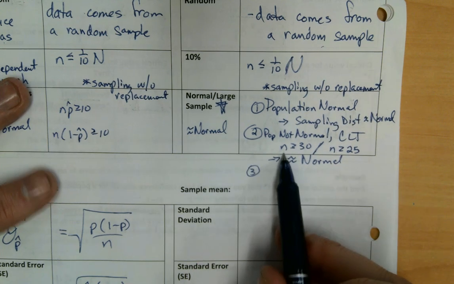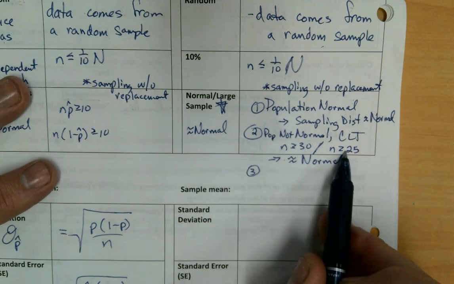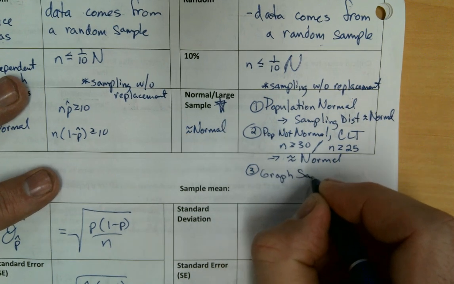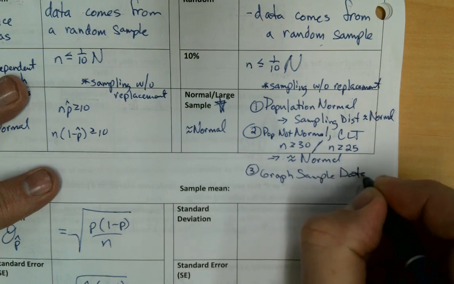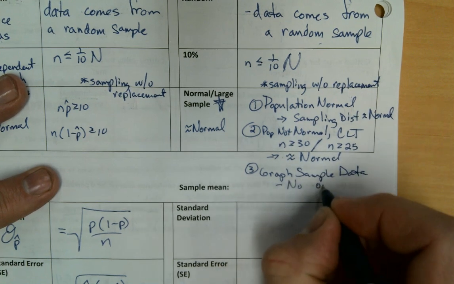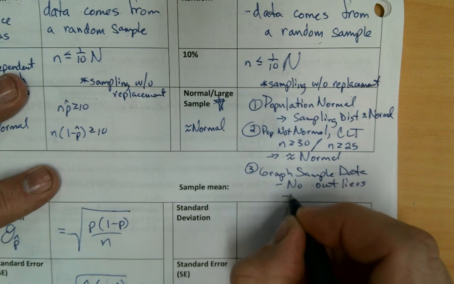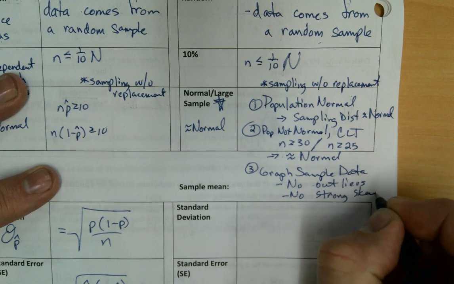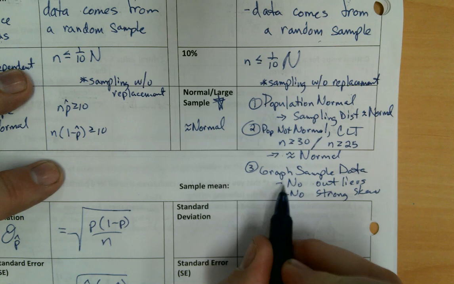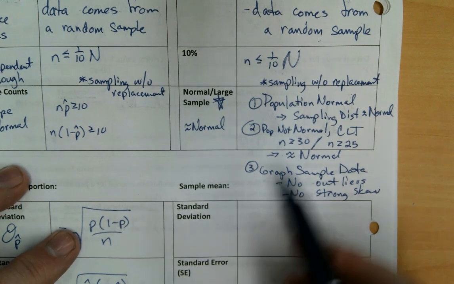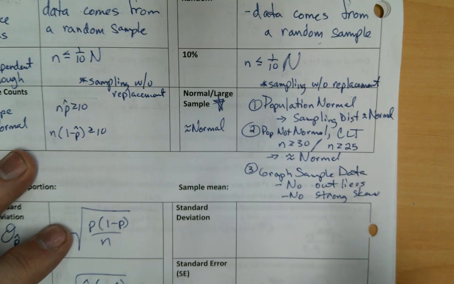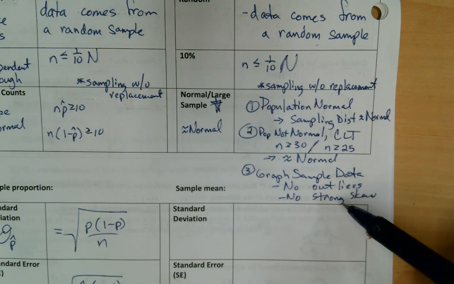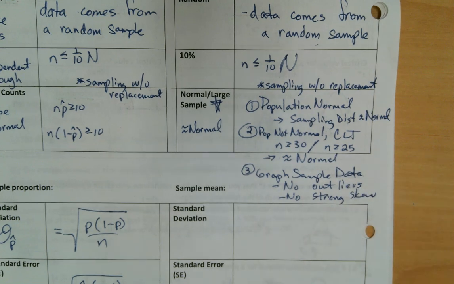And level 3 of that is if I have a small sample. It's not more than 30, not more than 25. If I have a small sample, we have to graph the sample data. And we're looking for no outliers and no strong skewness. You will look at an example like this on today's homework, where you're going to actually have to graph the sample data to see if there's any outliers or skewness and then be able to move on.